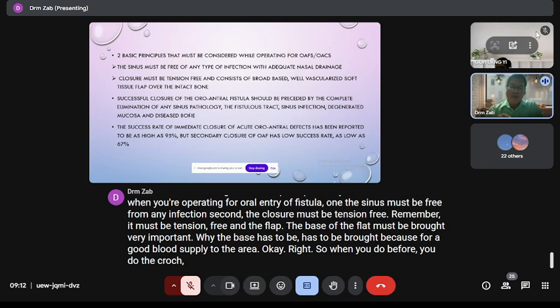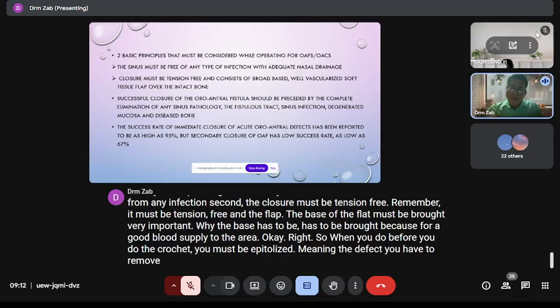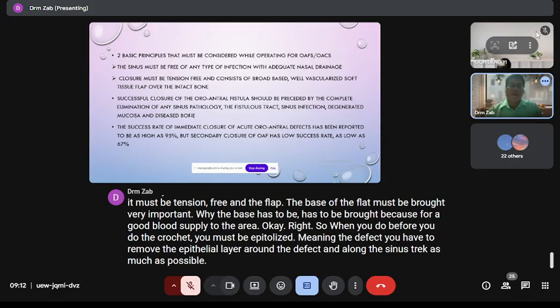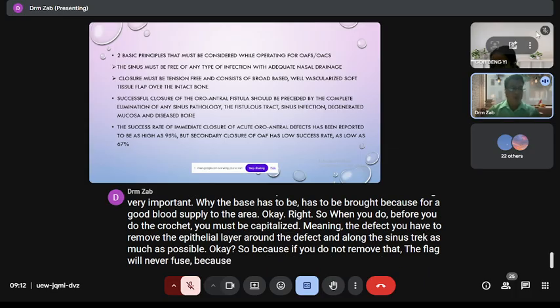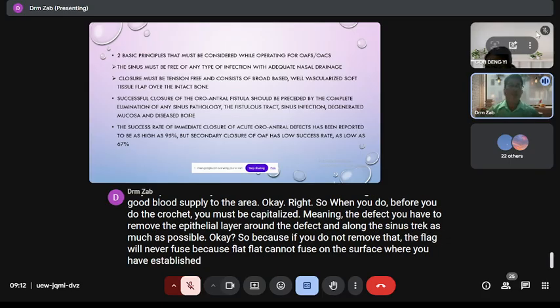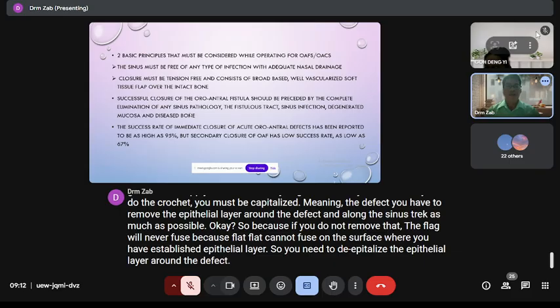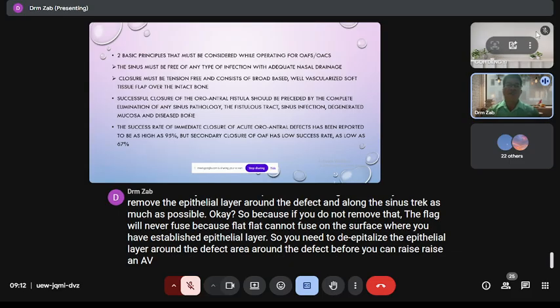Before you do the closure, you must de-epithelize, meaning you have to remove the epithelial layer around the defect and along the sinus tract as much as possible. Because if you do not remove that, the flap will never fuse, because the flap cannot fuse on a surface where you have an established epithelial layer. So you need to de-epithelize around the defect before you can raise, advance and suture the flap.